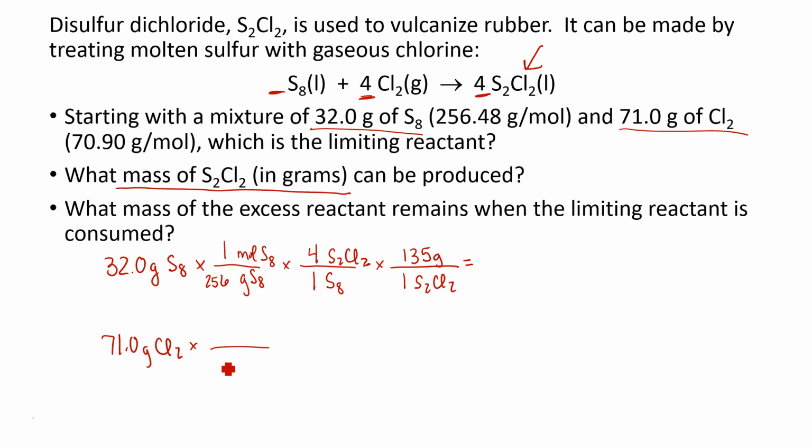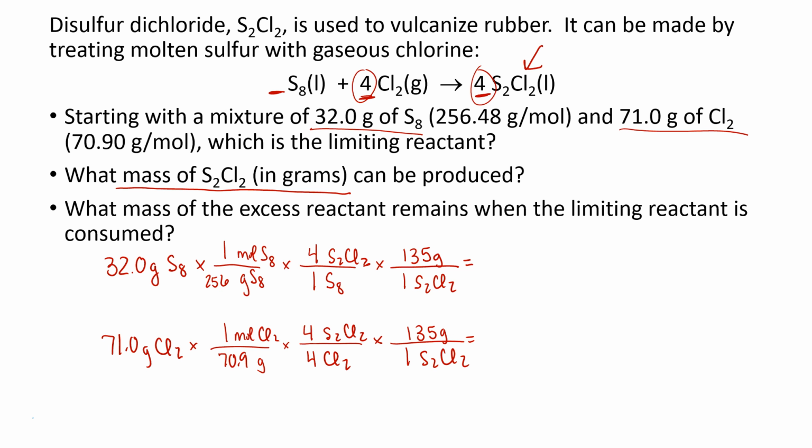And let's set up the next one first, though. So for Cl2, this is about a mole of Cl2 because 1 mole of Cl2 weighs about 71 grams. Okay. And then I need 4 Cl2s for every 4 S2Cl2s. So it's a 4-to-4 ratio, getting that from the coefficients in your balanced chemical equation. And then if you look on the periodic table, you can find the mole to grams conversion.